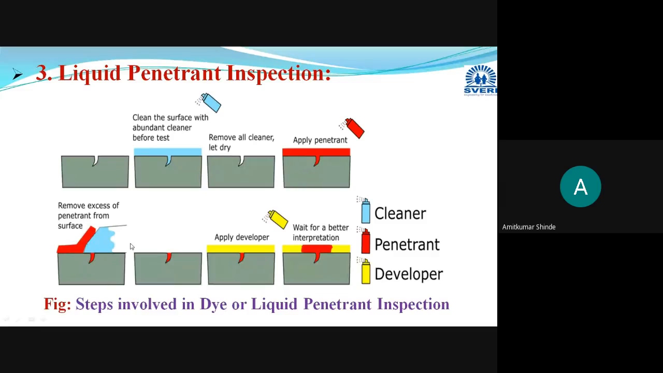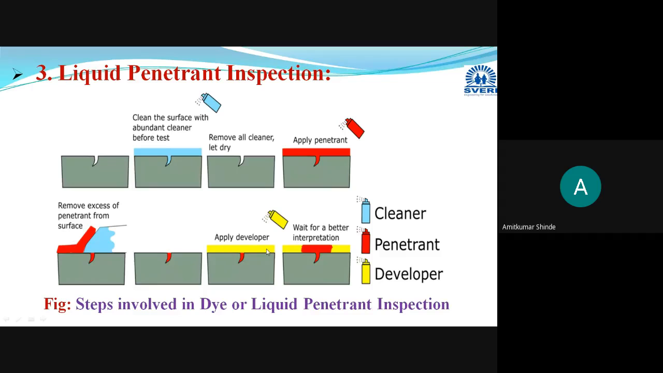Soft and clean cotton paper you have to use for that. Then in the fifth stage, application of a developer is done. One liquid or one chemical is there that is termed as the developer. That developer is applied on the surface. Just you have to spray it on the surface.